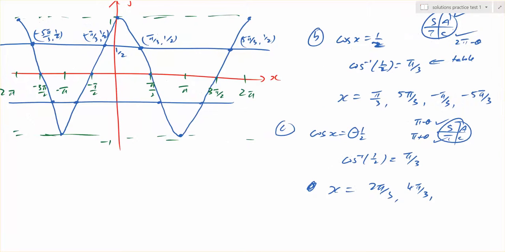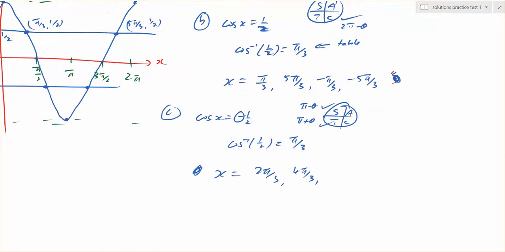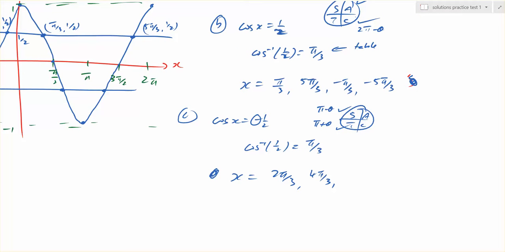Again, the solutions are related by one period. So if I want this solution, I just need to subtract one period. If I want this solution, I need to subtract one period. So for 4 pi over 3, subtract 2 pi, we should get negative 2 pi over 3. For 2 pi over 3, subtract 2 pi, we should get negative 4 pi over 3.